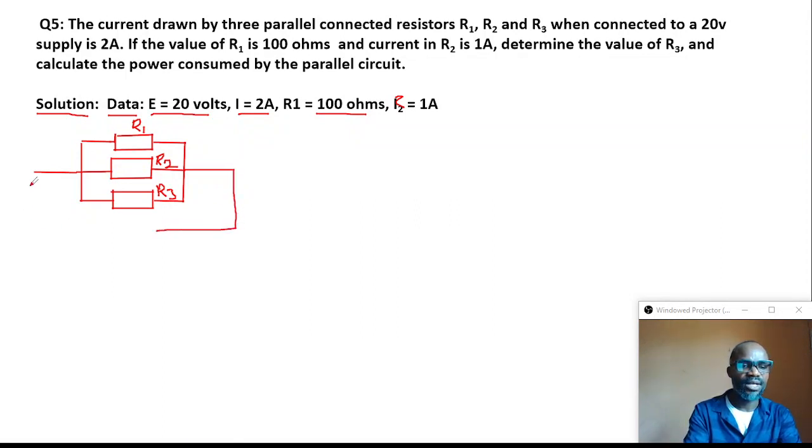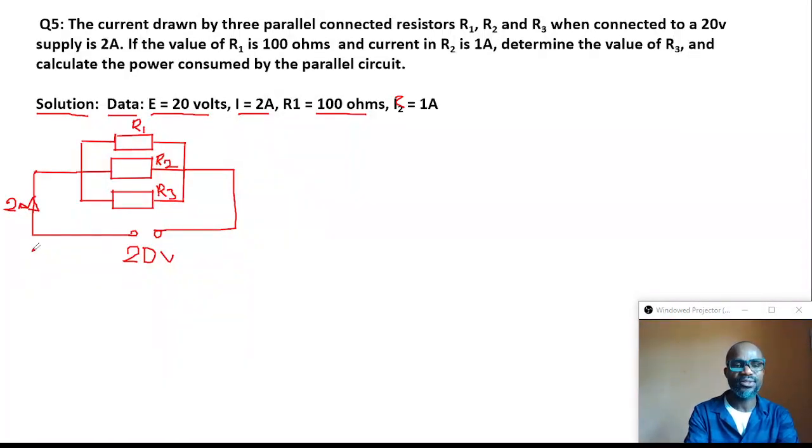This is the pictorial representation of the circuit. This point illustrates the energy point. So we have 20 volts. The current flowing in the circuit is represented here by this arrow, and that is 2 amps. Very good, so we have 2 amps there.